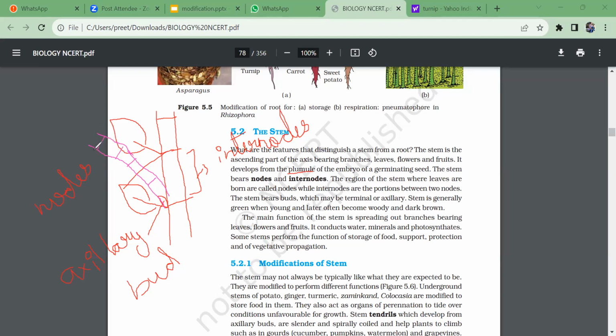फिर से node से आएगा एक leaf. लीफ के इस साइड पर रहेगा एक्सिलरी बड. इस एक्सिलरी बड से आएगा नया ब्रांच. And like that, it keeps on continuing. That makes the plant very bushy. Okay, the bushiness of the plant is based on its branches. The region of the stem where the leaves are borne are the nodes, while the internode is the portion between the two nodes.